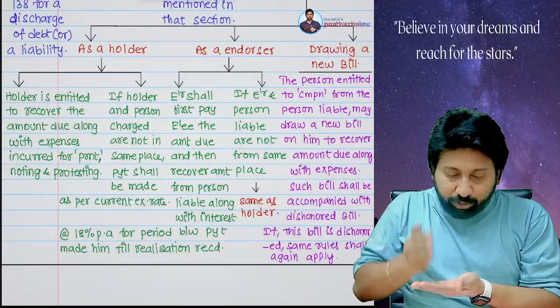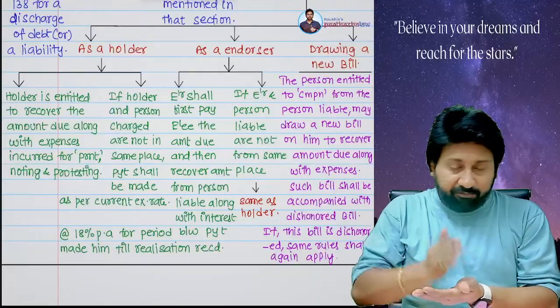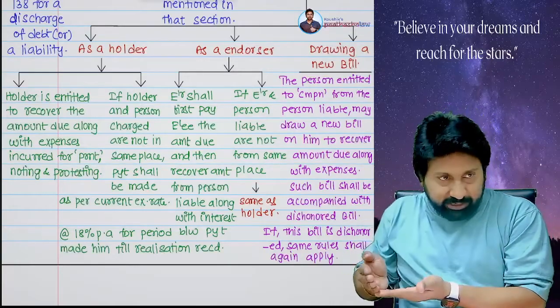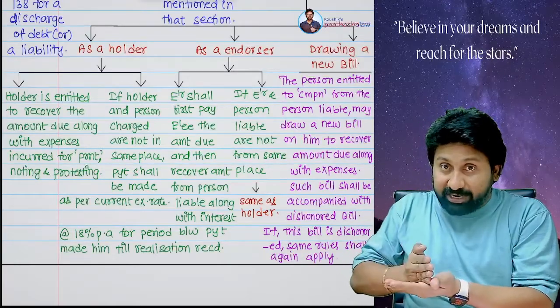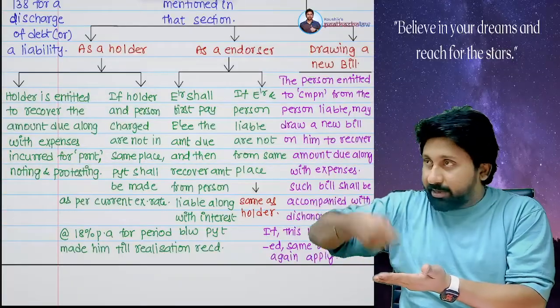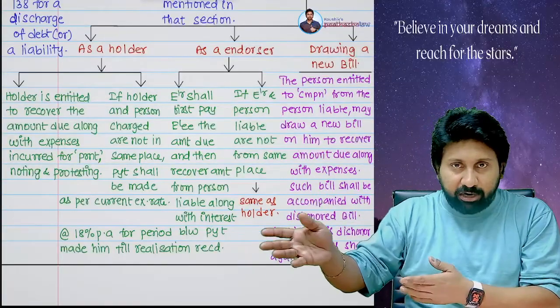A gave a check to B. I am explaining from a check point of view. A gave a check to B. B gave a check to C. Now B is an endorser. B gave a check to C. C is an endorsee. C took the check, came to the bank, and it was dishonored.